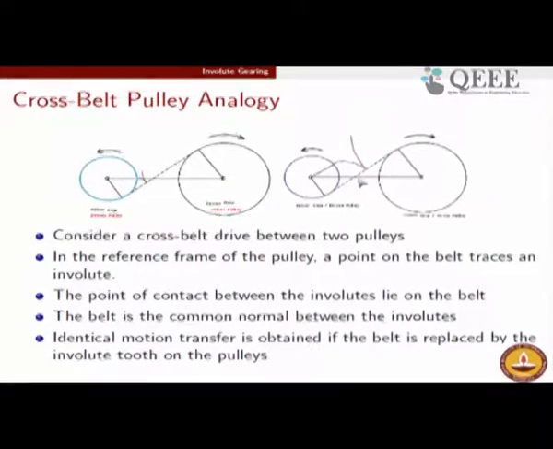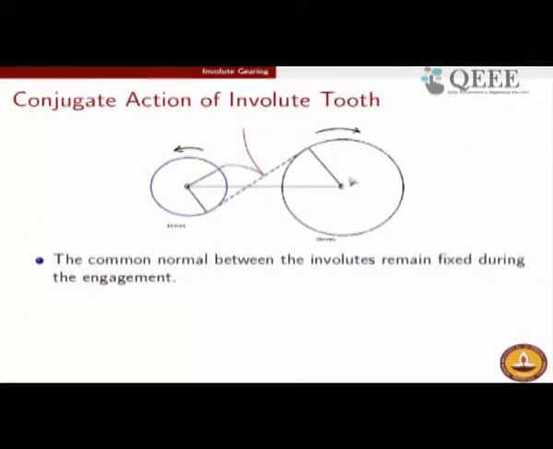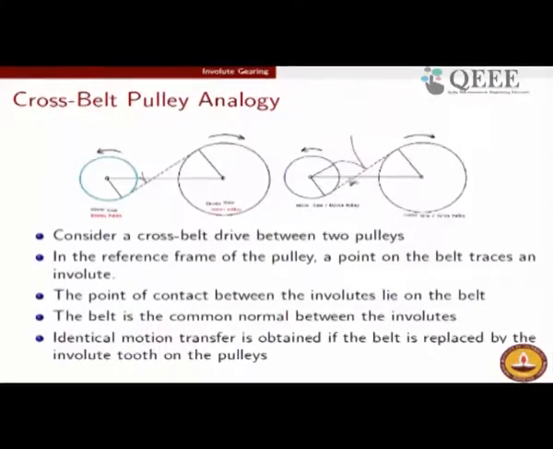We have already seen what the profile of these traced curves is. With exactly the same curves being traced out, if we run this system, we will get exactly identical motion transfer with the same forces that were transferred by the belt. If we apply the same forces back, we should get exactly the same motion transfer. So that completes my description of the cross belt pulley analogy.